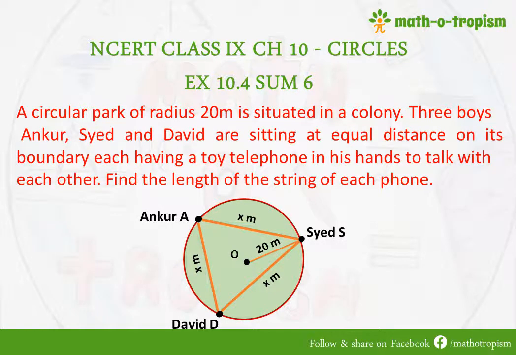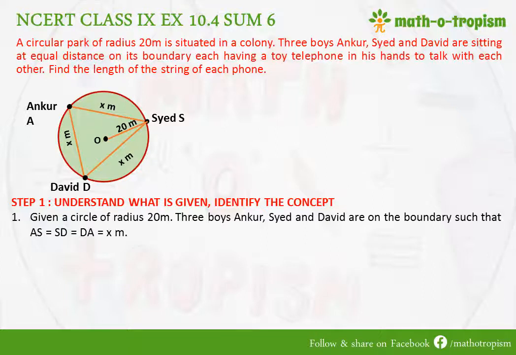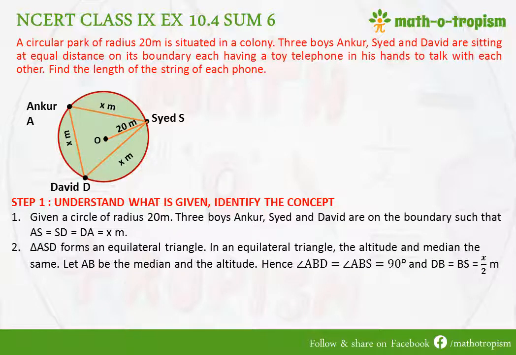The first step is understanding what is given and identifying the concept. We have a circle of radius 20 meters and three boys sitting on the boundary such that AD is equal to AS is equal to DS is equal to X meters. Now, what is this triangle ADS? It has all sides equal, so it is an equilateral triangle. From our previous classes we have learnt that the altitude and the median of an equilateral triangle are the same.